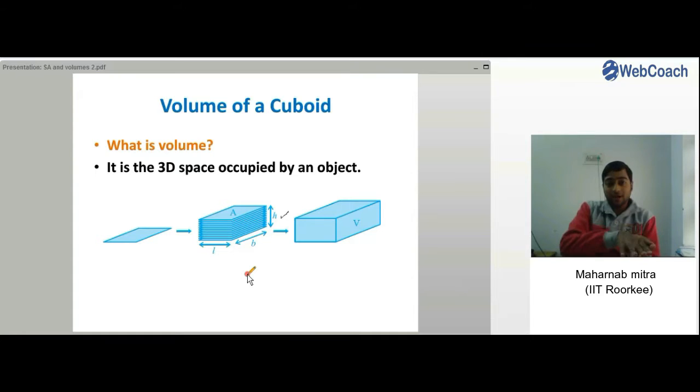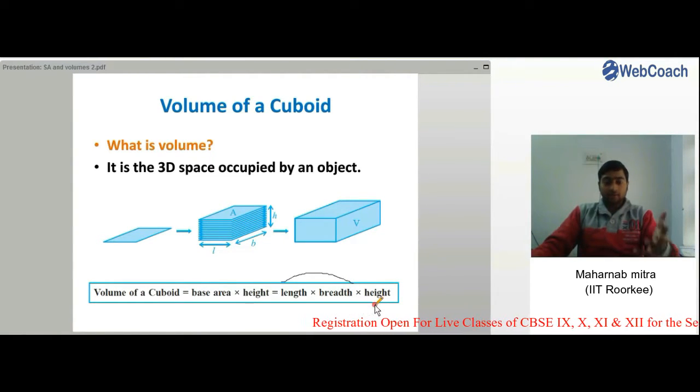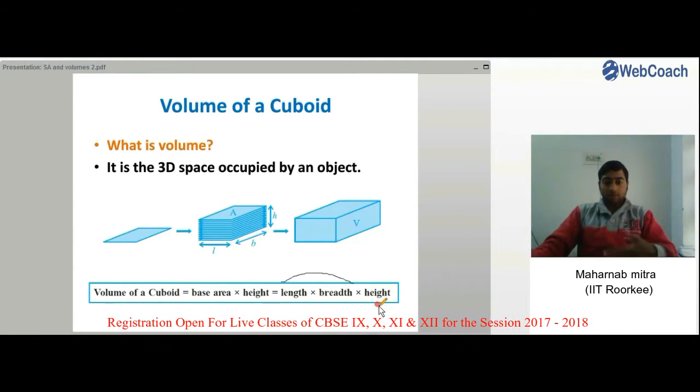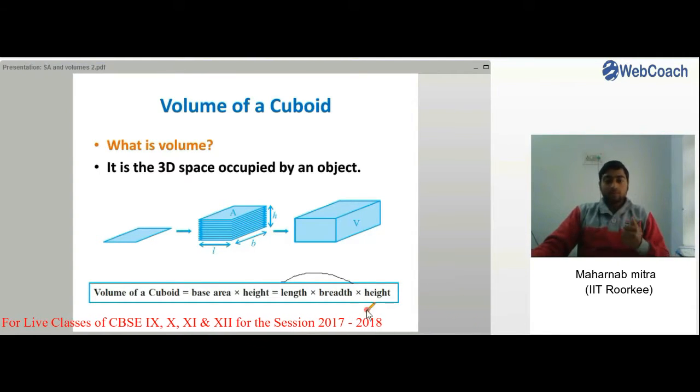If the base area of unit thickness has been stacked one after the other, then the volume occupied can be defined as base area into height. The volume of a cuboid can be defined as base area into height. And what is the base area? It was length into breadth, right? Length into breadth was the base area, and here we have the height. So length into breadth into height gives us the volume of a cuboid.